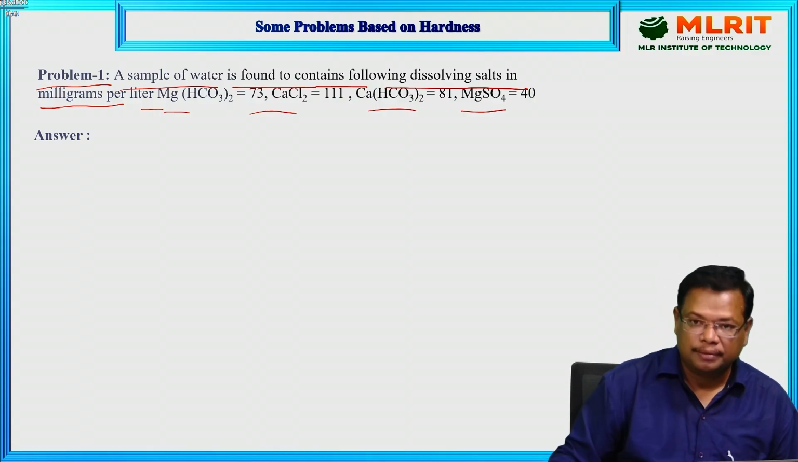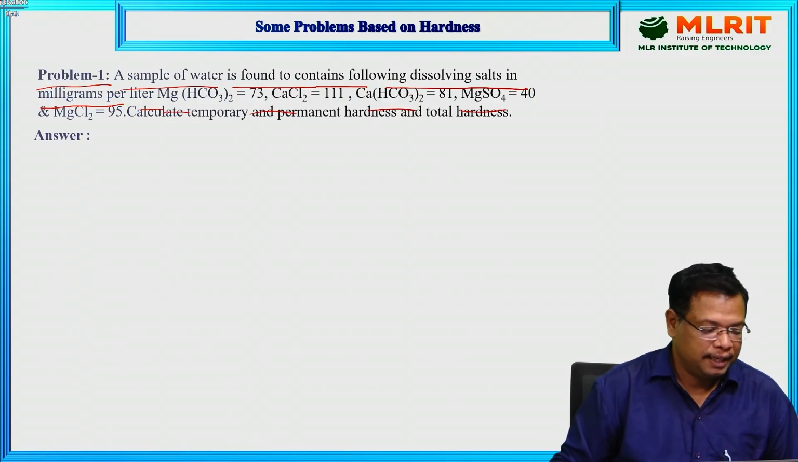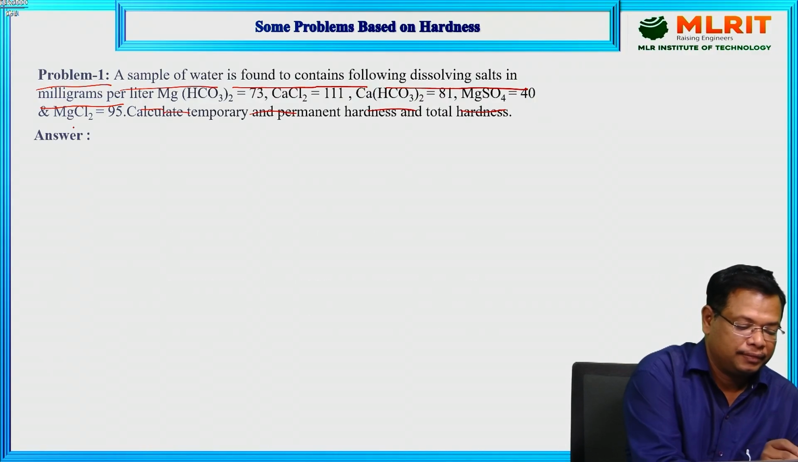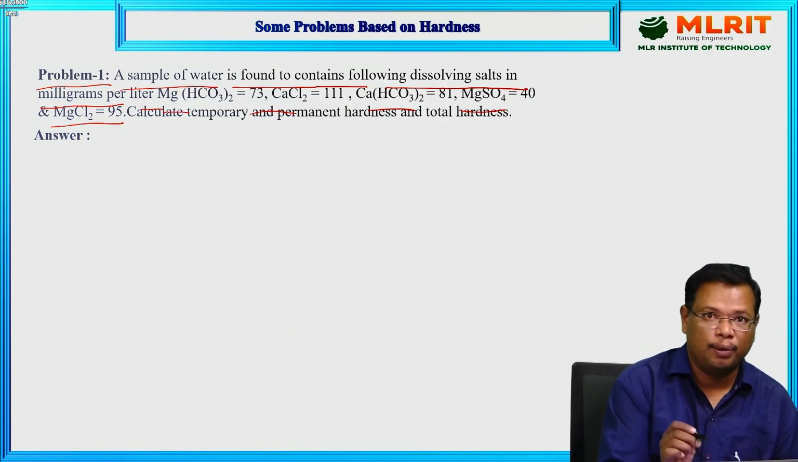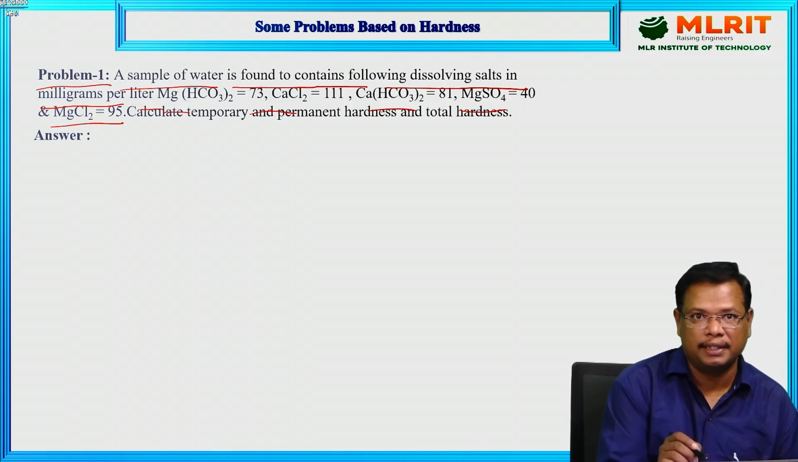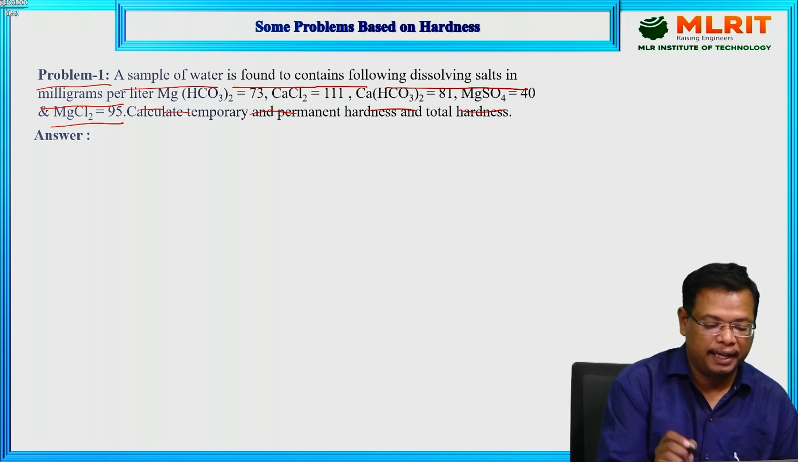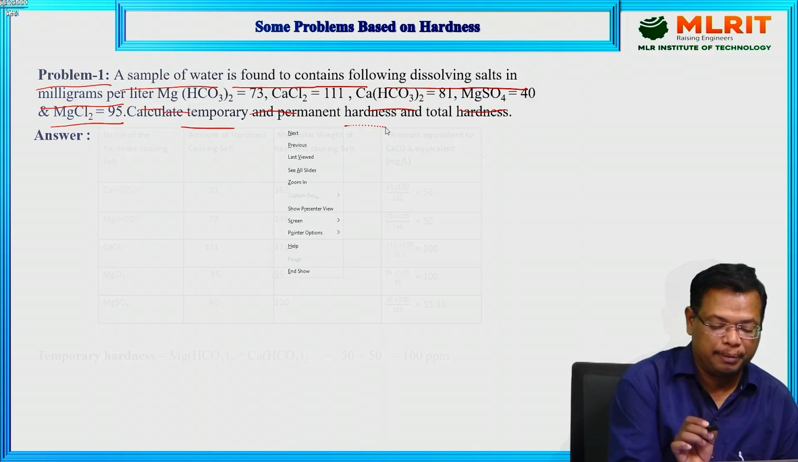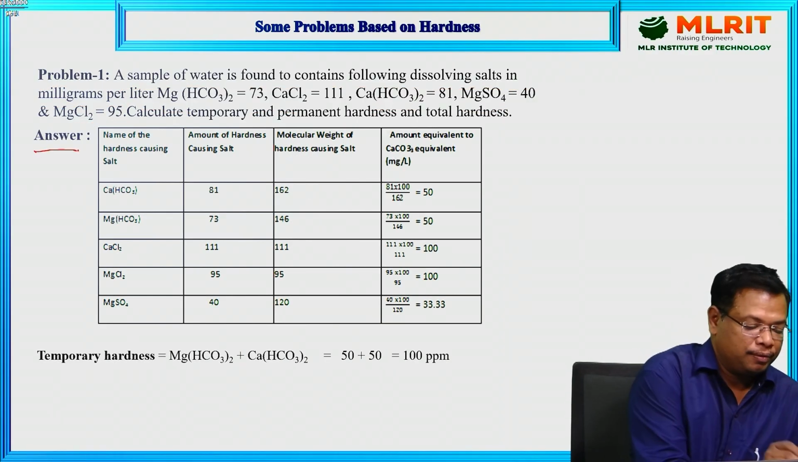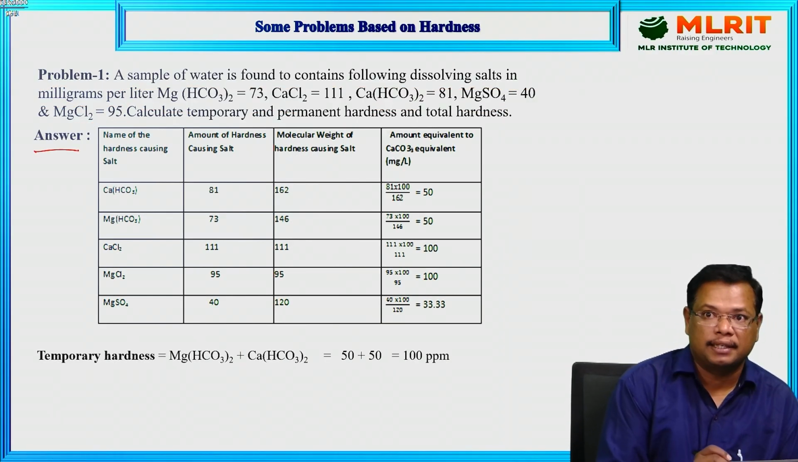While we are calculating the hardness causing salts and how much hardness is caused in the given water sample, we have to calculate temporary hardness and permanent hardness. So, we are going to talk about its answer now.